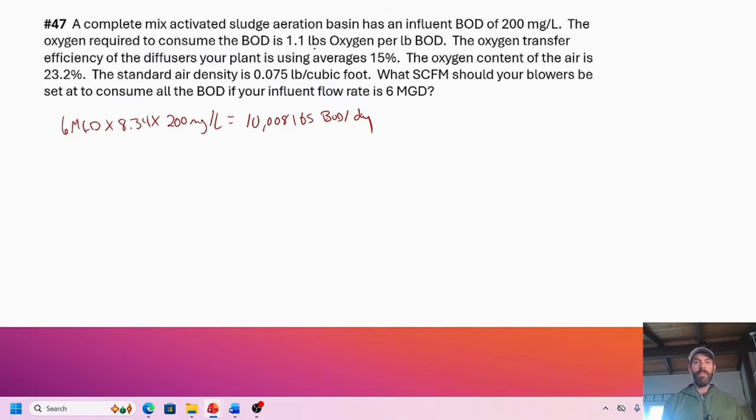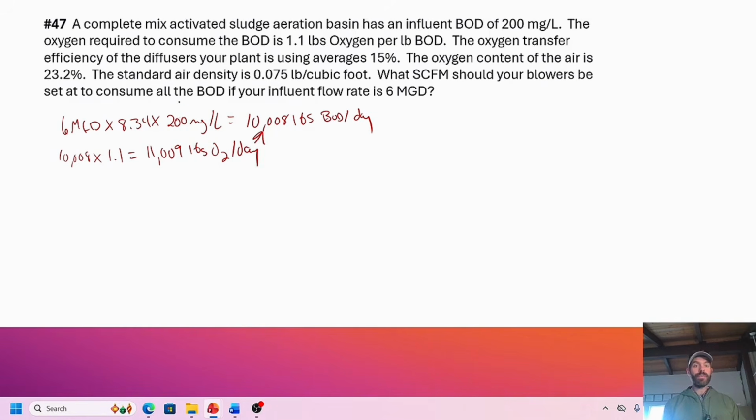Because 1.1 pounds of oxygen is required per pound BOD in order to consume all of it. Okay, so 10,008 times 1.1 equals, throw that in my calculator, 11,009, if I'm rounding, 11,008.8, but 11,009 pounds of O2 per day is required to treat that much BOD.